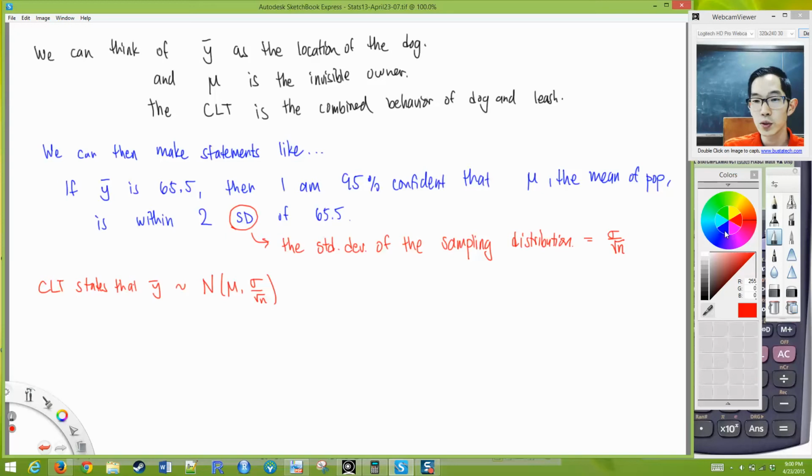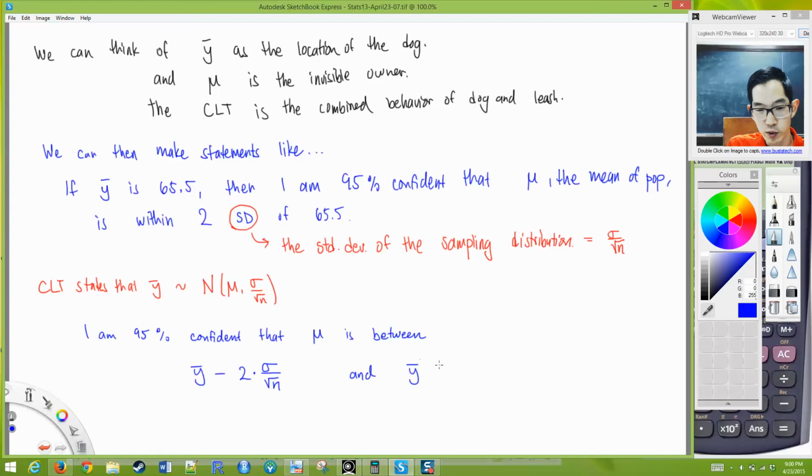So we can then make statements like: I am 95% confident that mu is between y bar minus 2 sigma over the square root of n, and on the upper end, y bar plus 2 times sigma over the square root of n.